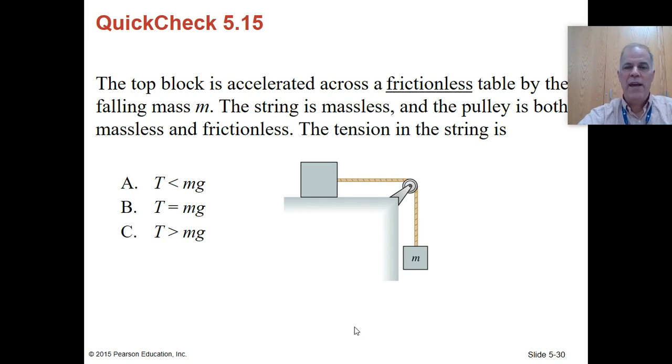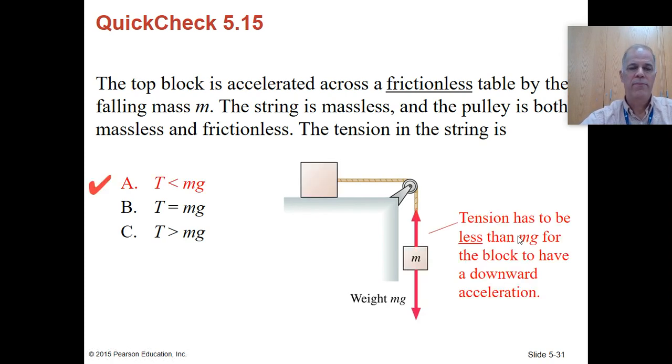Weight being dragged down a table. This is similar to what you did in the verifying Newton lab, but this time it's a frictionless table. Okay? We want to know the tension in the string. Here's the answer right now. There it is. Okay, and the tension in the string has to be less than the weight, or else the weight won't descend, won't accelerate downward. So that was the last one.